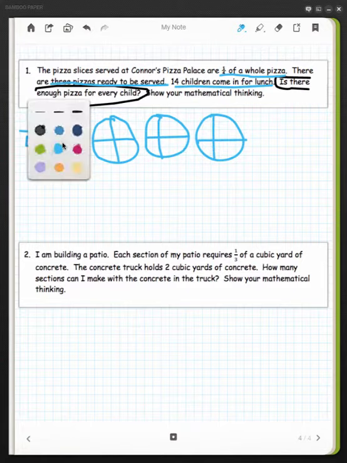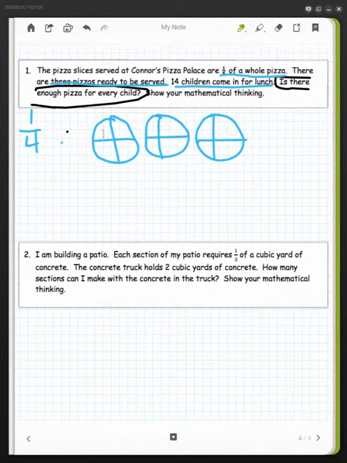Now I'm going to count to see how many slices I have and whether I have enough. So I have 1, 2, 3, 4, 5, 6, 7, 8, 9, 10, 11, and 12. So I have 12 slices of pizza. Is there enough pizza for every child? Well, if there are 14 children, there are more children than there are slices of pizza. So the answer is no.